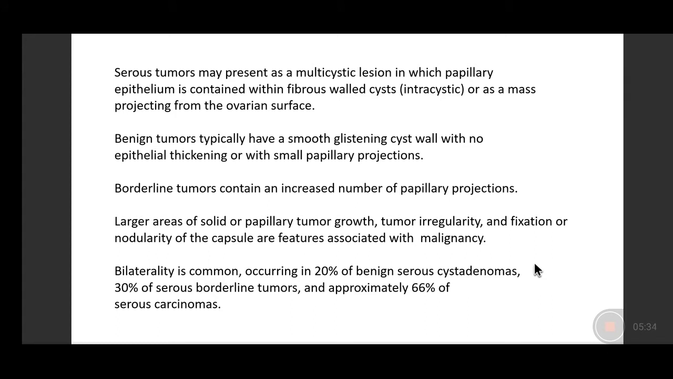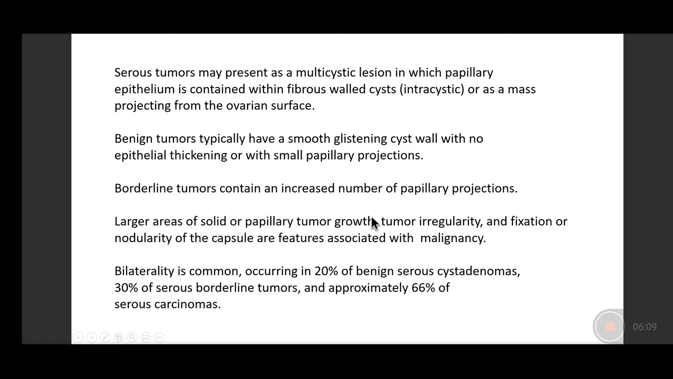Now, these serous tumors may present as a multicystic lesion, in which characteristically you find the papillary areas, the papillary epithelium, contained within the fibrous walled cyst, or it may present as a mass projecting from the ovarian surface. So, ovarian capsular invasion is one characteristic feature of malignancy in these tumors. The benign tumors typically have a smooth glistening cyst wall, and there are no areas of epithelial thickening. There may be some focal areas of papillary projections.